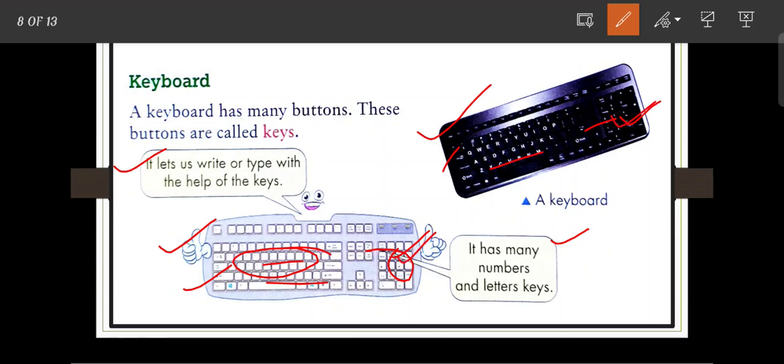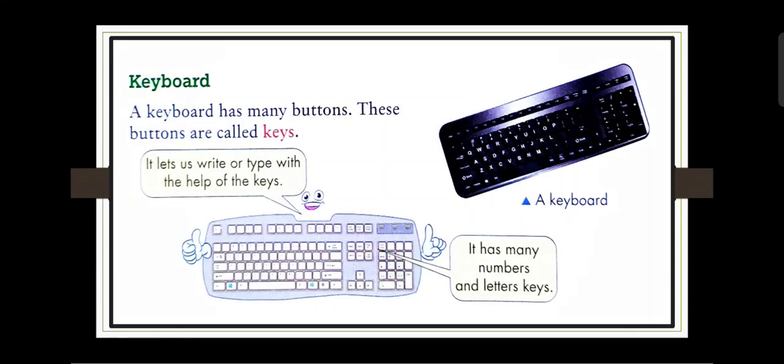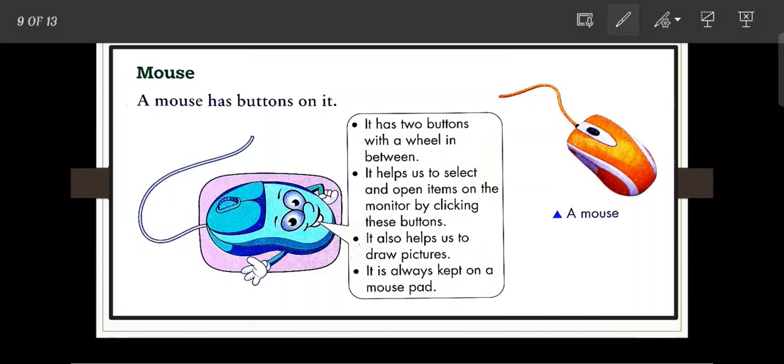So a keyboard has many buttons, and these buttons are called keys, and we use the keyboard to type letters or numbers, okay. Next part is the mouse, and this is the image of a mouse, okay. A mouse has buttons on it. One is the right button, one is the left button, okay. It has two buttons with a wheel in between. Here you can see the black color, this is the wheel in between the right button and the left button, okay.